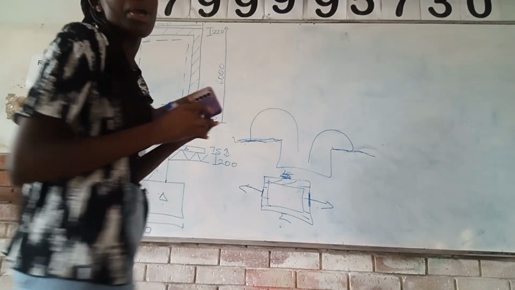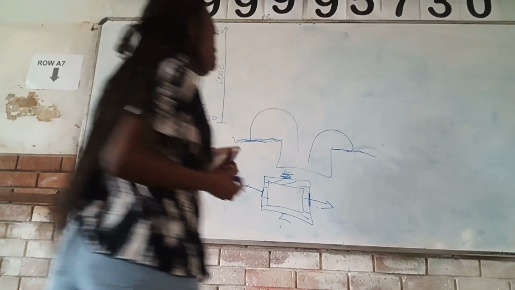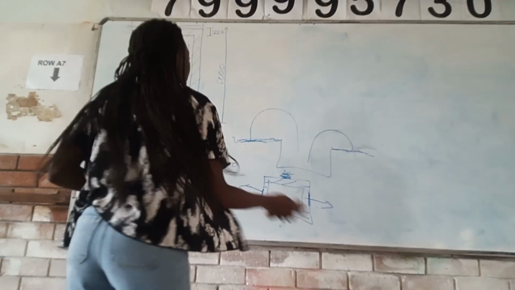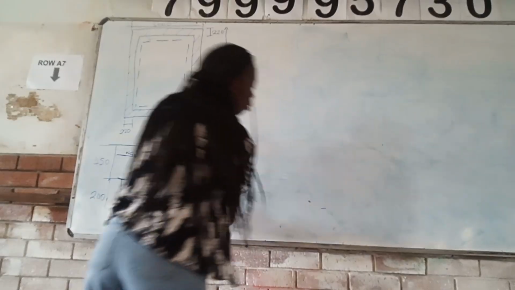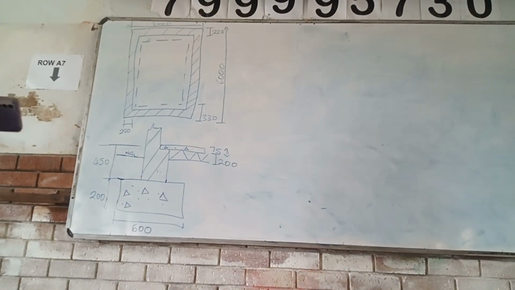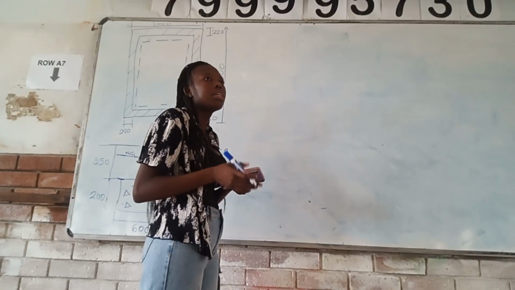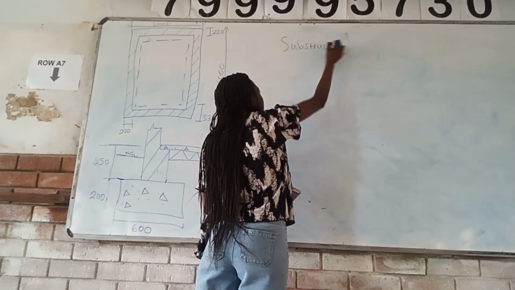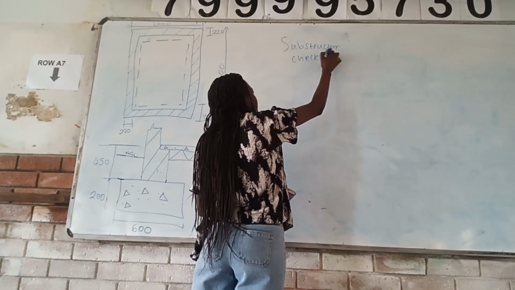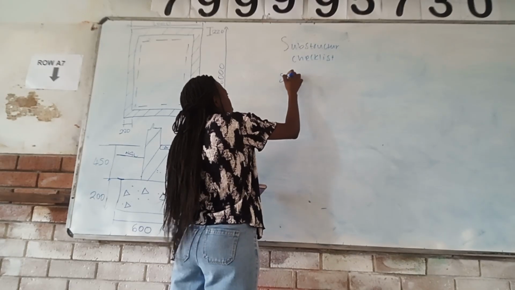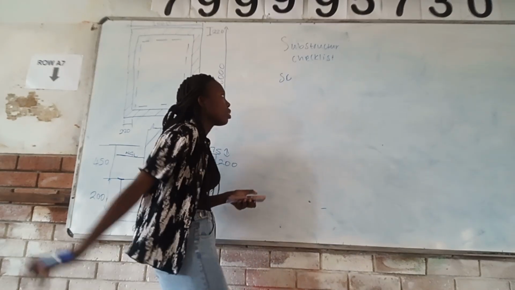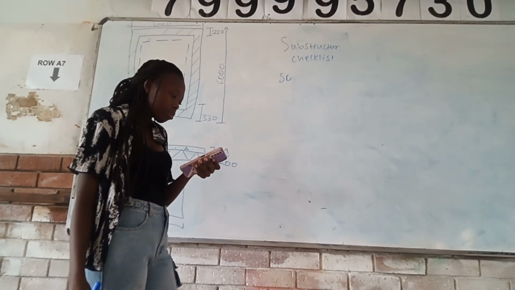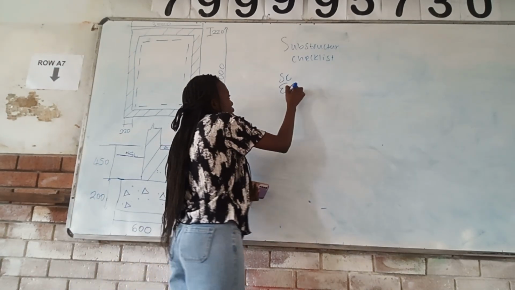So you are going to tell me what the checklist is. How do we start? What do we start with when we do the checklist? Checklist for foundation. What do we start with? Yes, the name of the structure. What is the name of the structure? Substructure. And then checklist. And then we start with the site clearance. I'll write abbreviations: SC, site clearance, and then excavation.